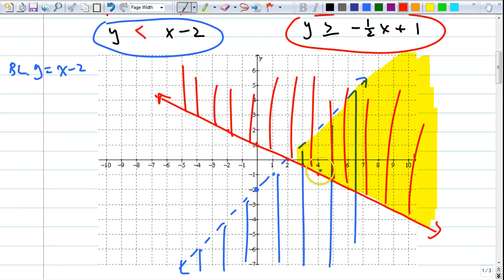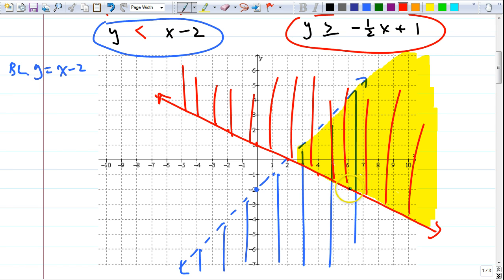Yes, it is, because it includes that region. Blue region, it's every ordered pair underneath this dotted line. So it does include 4, -1, doesn't it? Do you guys understand? 4, -1 is part of your solution. Does that make sense?